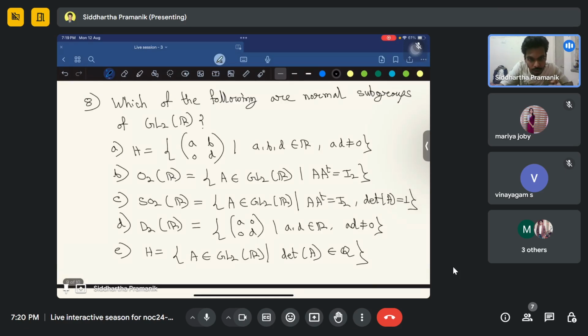So what should be our approach? First you try to prove whether it is a normal subgroup or not. If you get stuck in any step, then look for counterexamples, meaning that it is not a normal subgroup. So let's try to recall the definition.